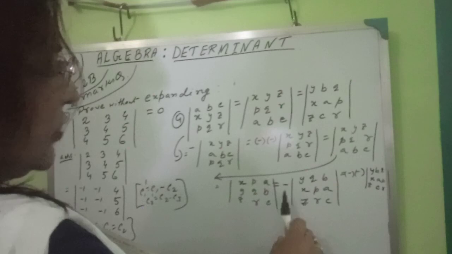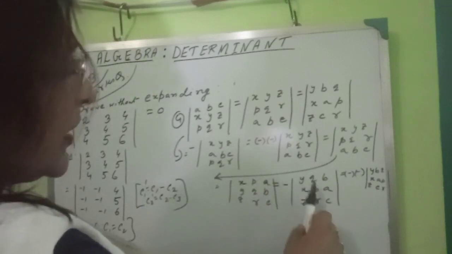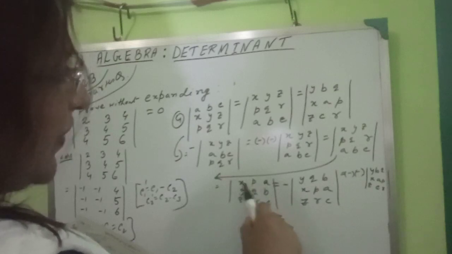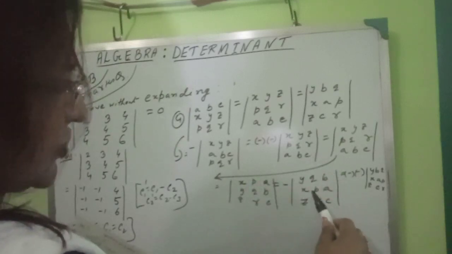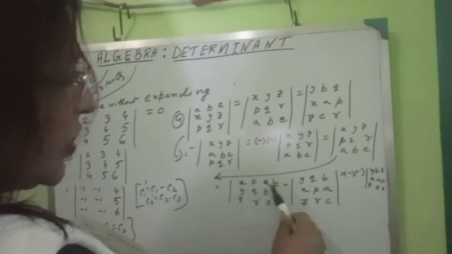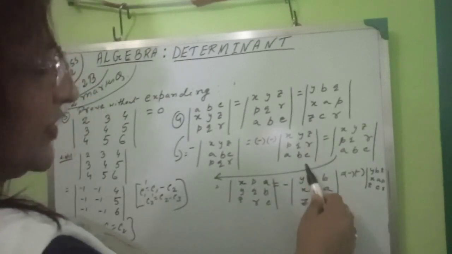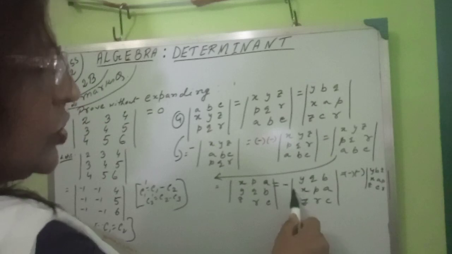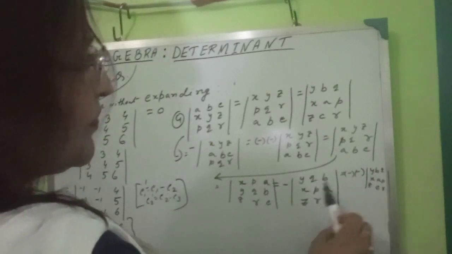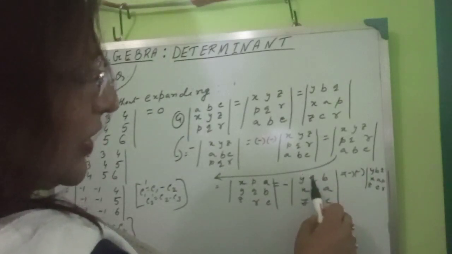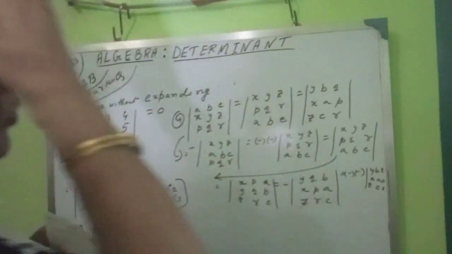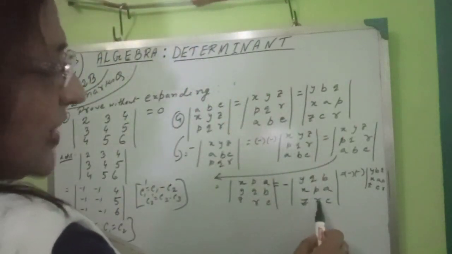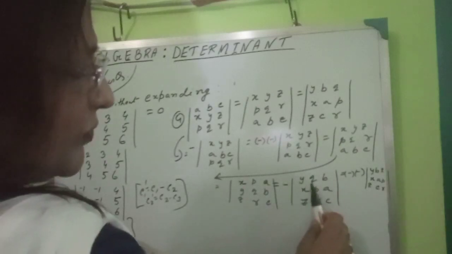Now we are going to change it. Again this is coming XPA. The first row is XPA, make it the second row. And the second row is YQB, make it the first row. Since two rows are interchanged, one sign will be changed, so it is coming minus. Again YQB, XPA and ZRC. This is the determinant.